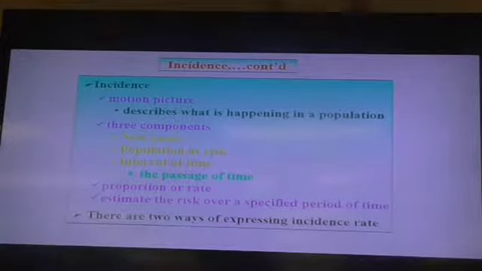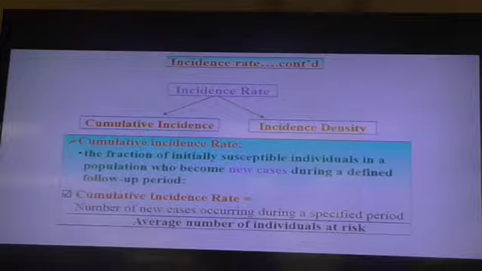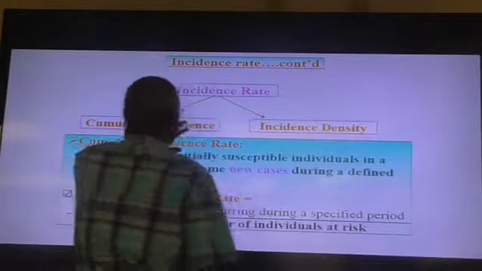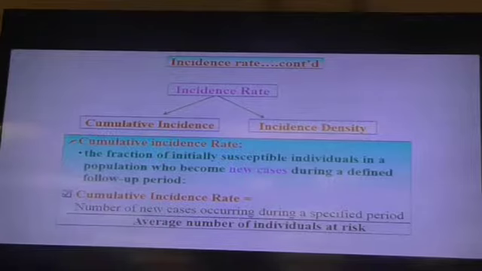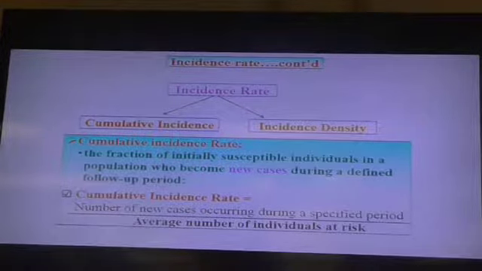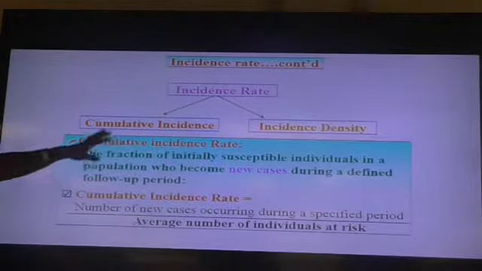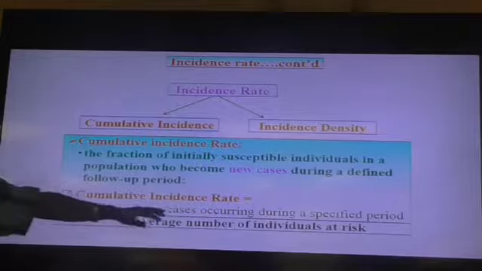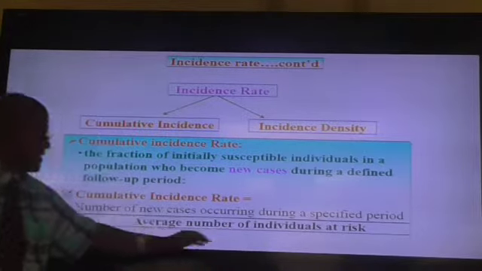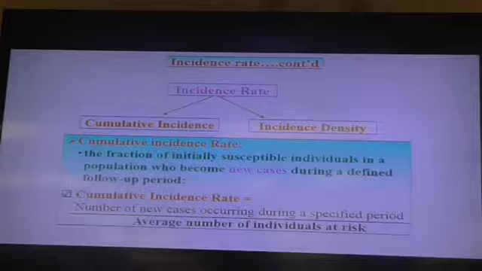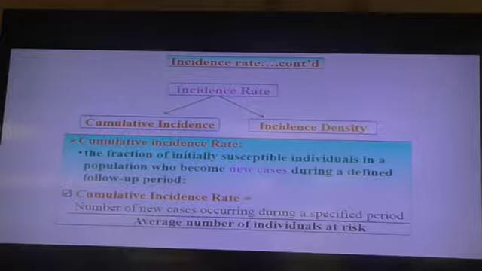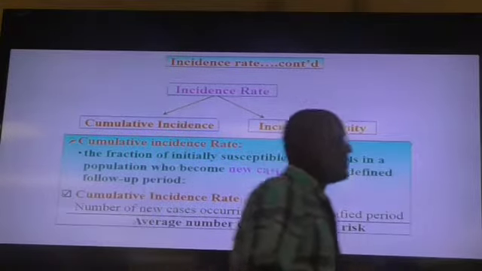So there are two ways of expressing incidence rate. The first one is cumulative incidence rate, and the second one is incidence density rate. So both are different applications where one, you can only use one and not the other. So we really go over both of them. Cumulative incidence is what I just talked about. Number of new cases occurring during a specified period over average population at risk during that same period. So your period has to be the same all the time. If it's a week, it has to be a week both ways.